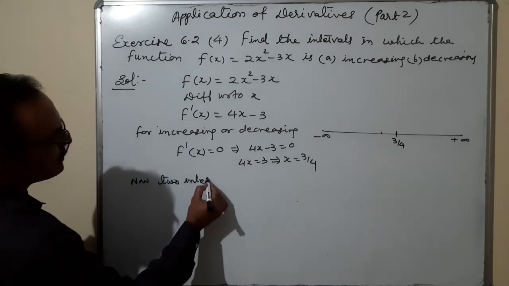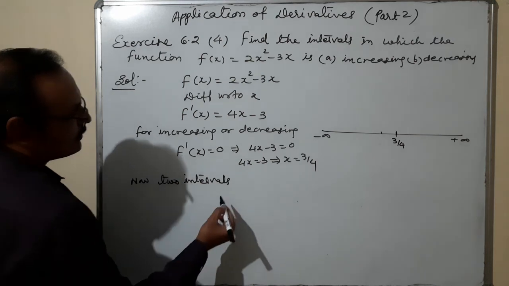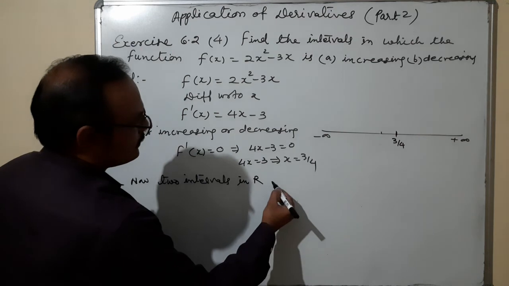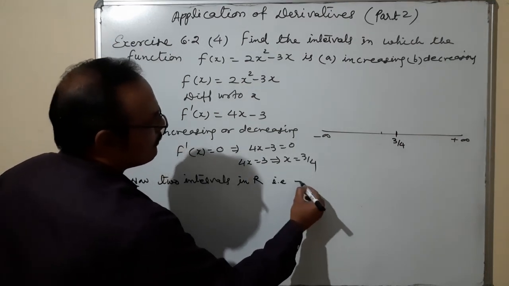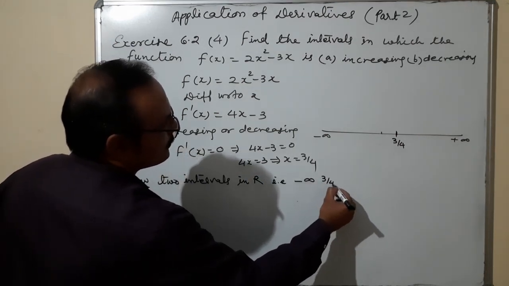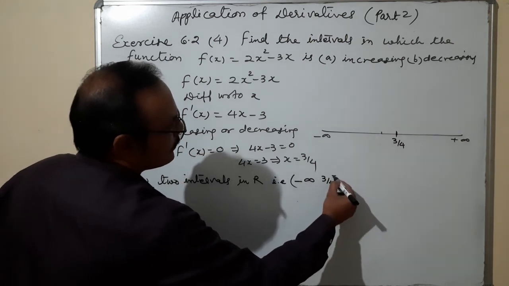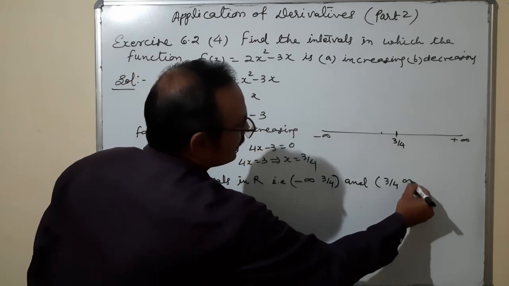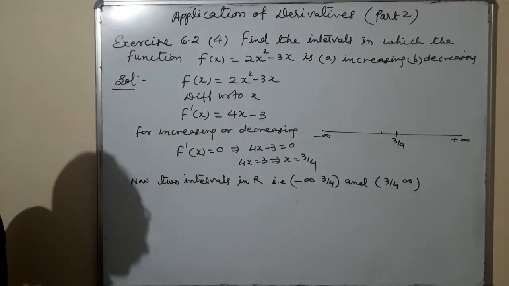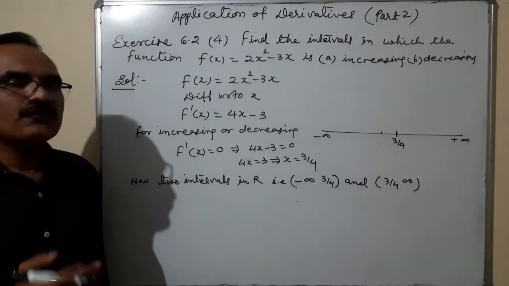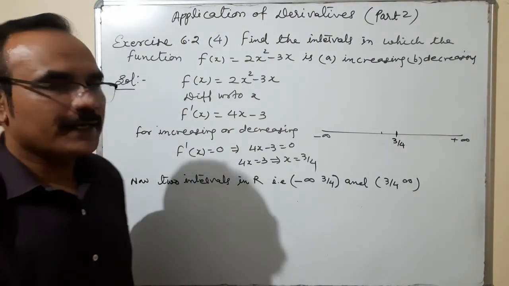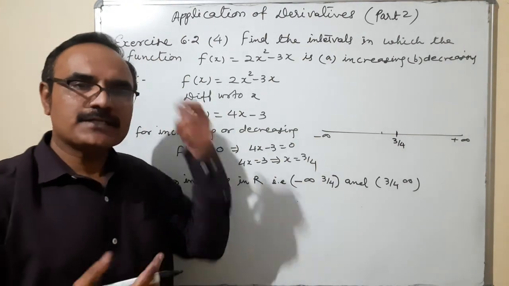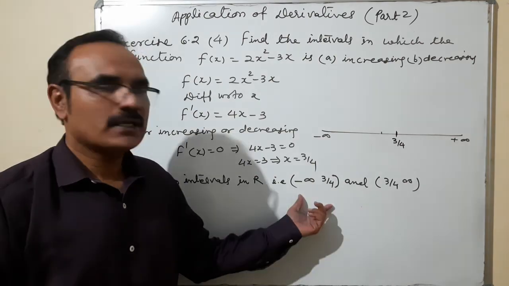There are two intervals in real, that is minus infinite to 3 by 4 and 3 by 4 to infinite. Now we'll have to check in which interval the function is increasing and where it is decreasing. What is the procedure by which we can check whether the function is increasing in this interval or not?